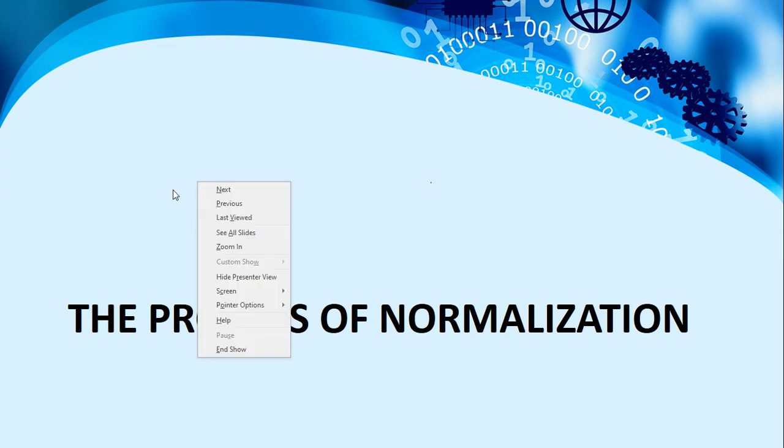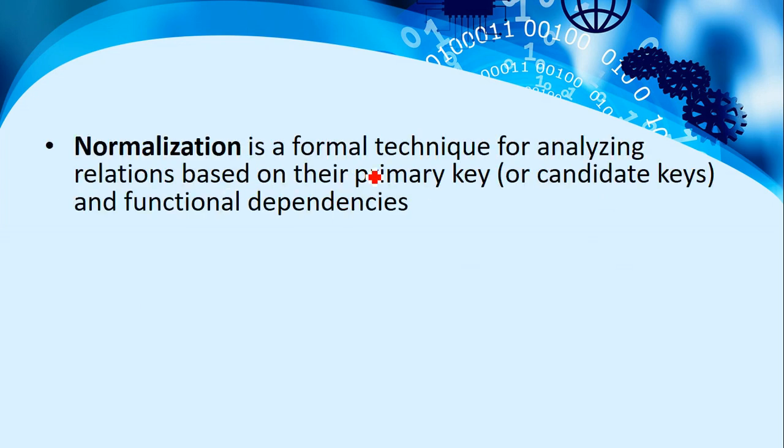Okay. So normalization is a formal technique. Rather, to be specific, it's a database design technique for analyzing relations based on the primary key or candidate keys and functional dependencies. So yan, yung pinaka-basis for this technique is our knowledge of functional dependencies. So you cannot perform normalization if you don't know how to identify functional dependencies.